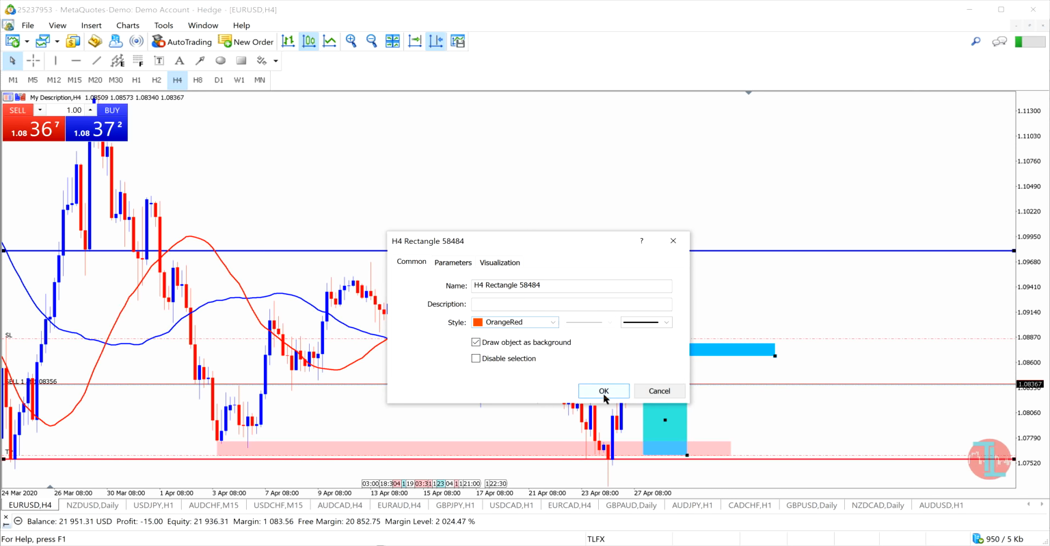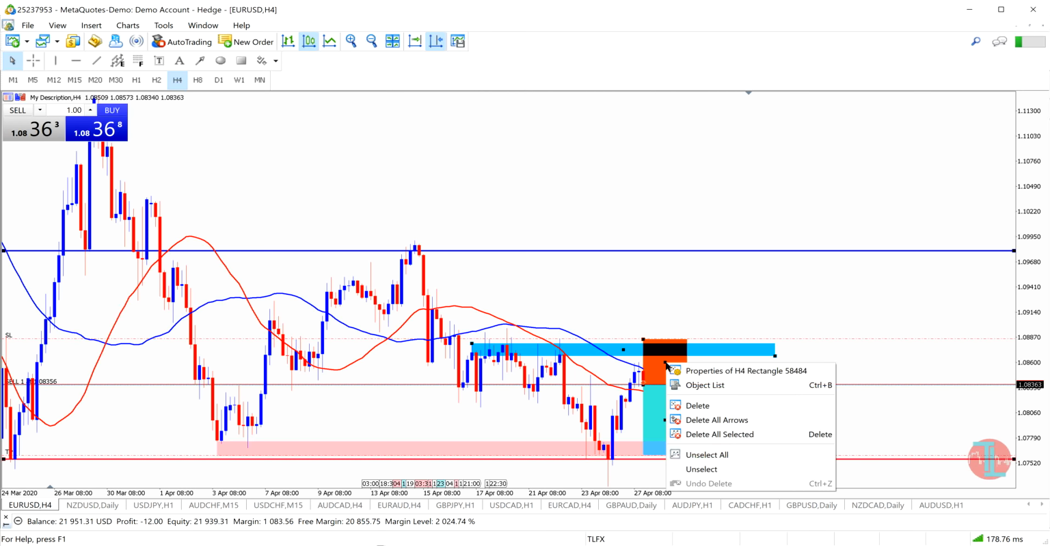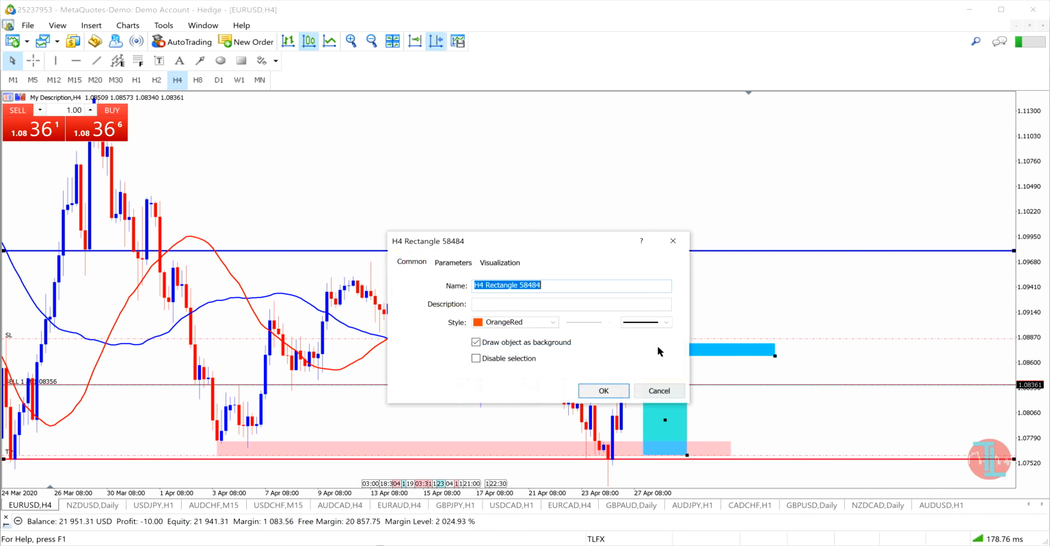And in fact, something that we may want to consider is if we do get a pullback all the way back above, back to this area here, and then get a bounce off of it, then we can actually re-enter the trade after we reevaluate. But for right now, we're just going to leave the trade in as it is, and we're just going to let it play out.